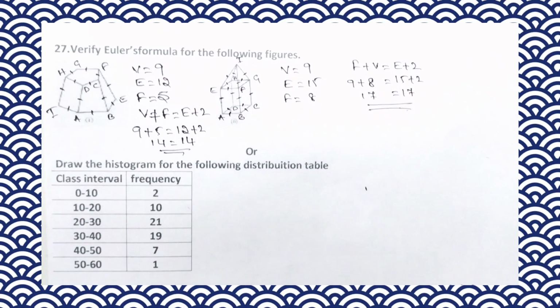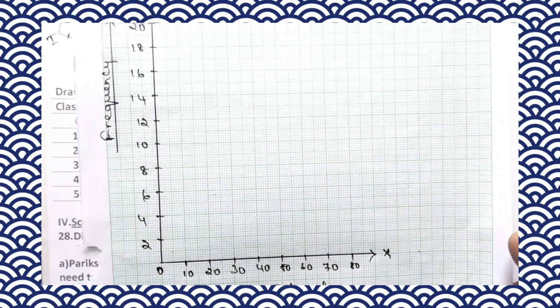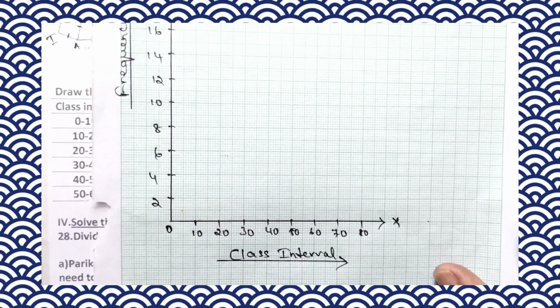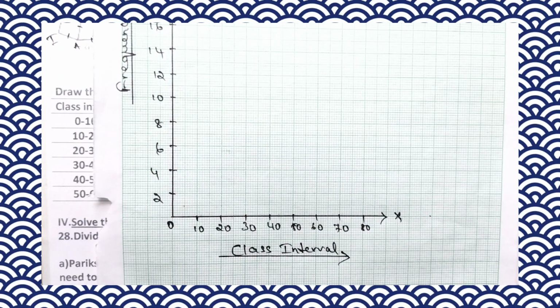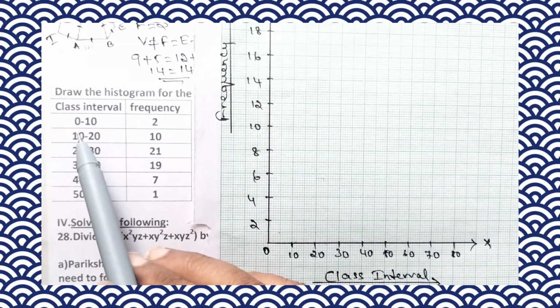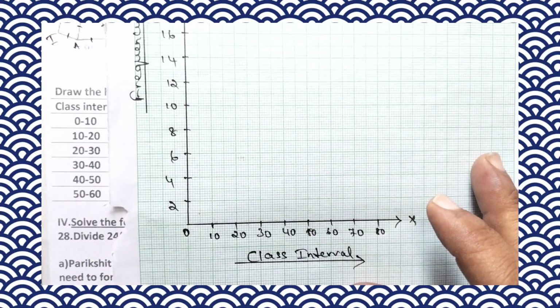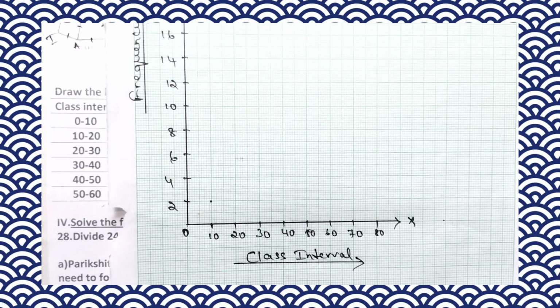Now in this there is another internal choice question: draw the histogram for the following distribution table. So let us draw the histogram. To draw the histogram, we draw the x axis and y axis. In the x axis we take class interval, and in the y axis we have taken the frequency. First, 0 to 10 is 2.